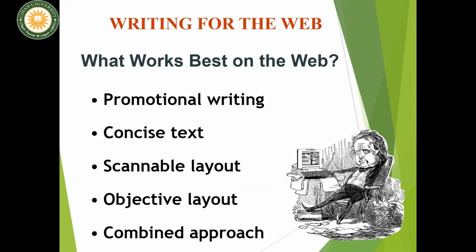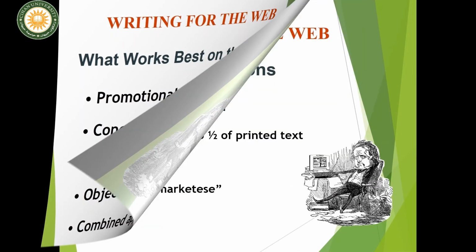The next point is what works best on the web. Promotional writing, concise text, scannable layout, objective layout, or a combined approach. You can use all of these. Promotional writing means you have to promote your story, your organization, or yourself. And concise text, you have to be very short and sweet. Scannable layout means your layout must be easy for the readers. It should not mislead the audience's views. And objective layout, you have to give a lot of breathing space in your layout.